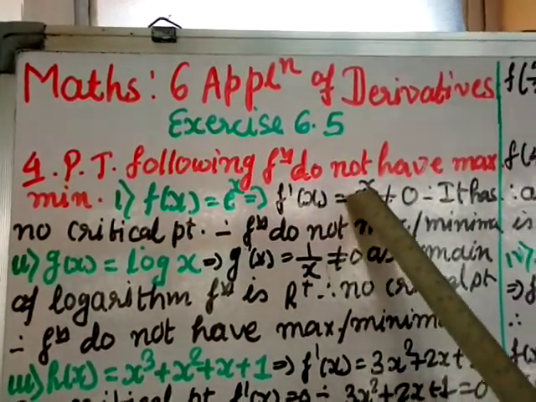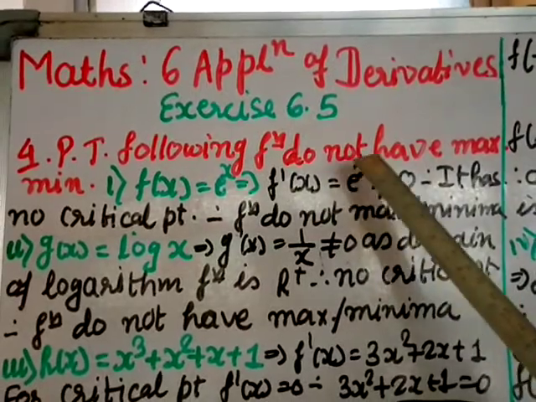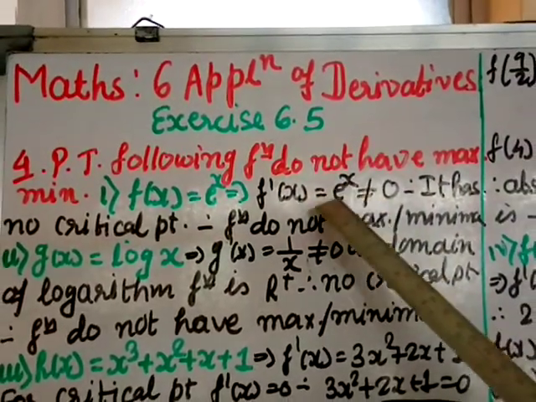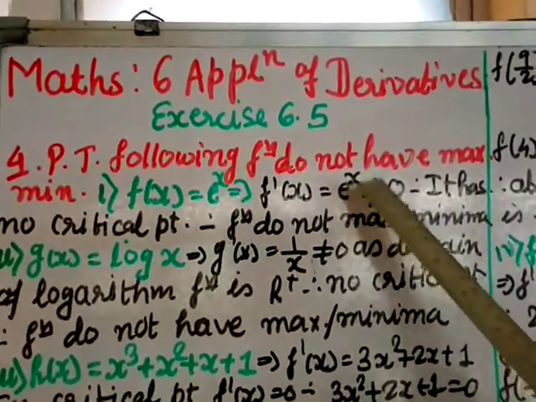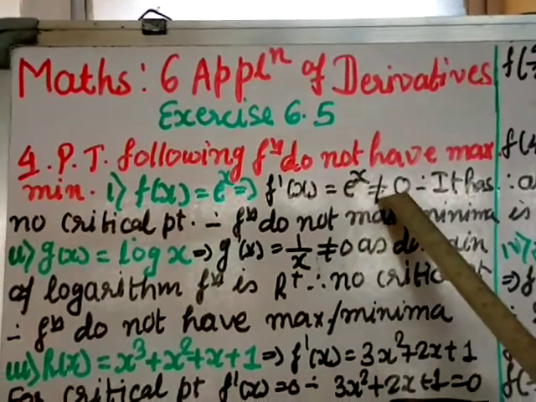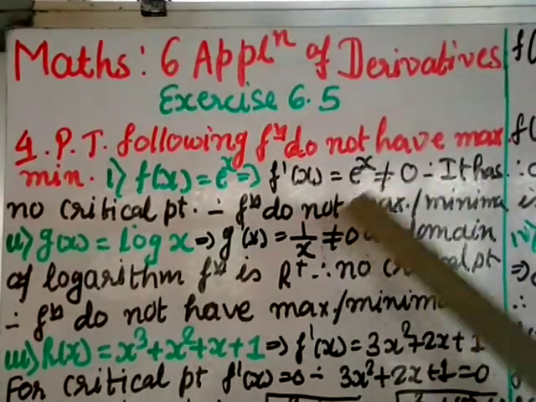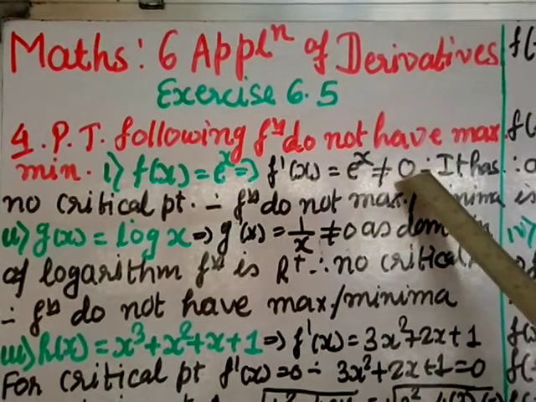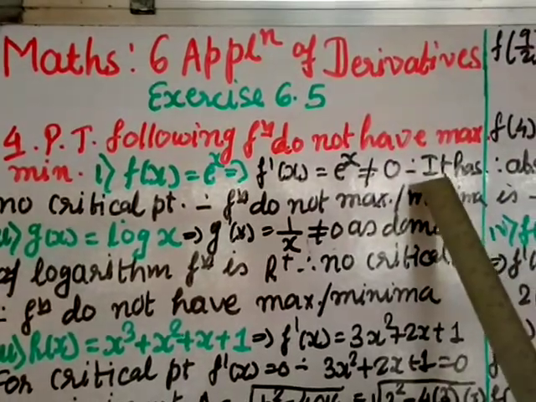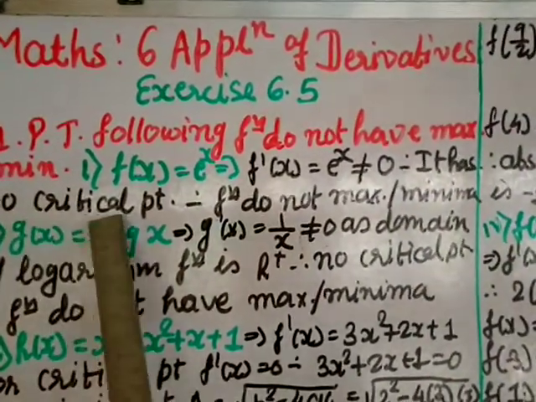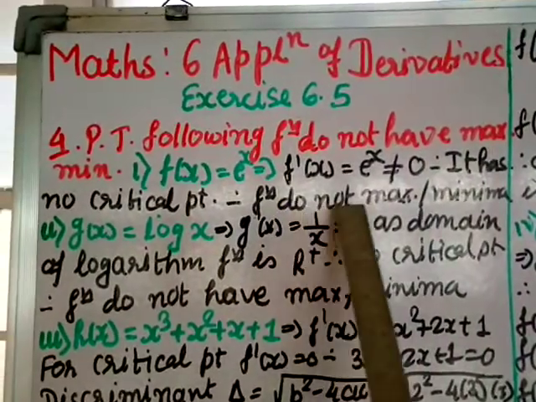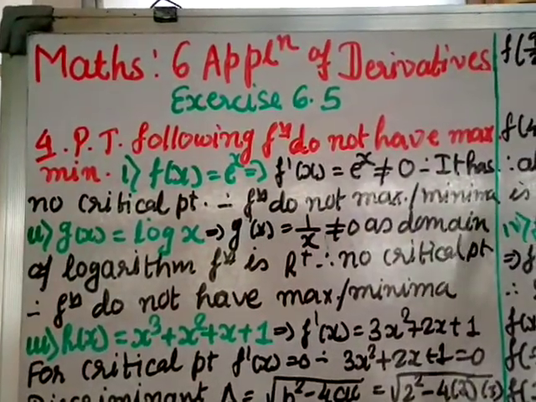Now we know that whatever x value you take, negative, positive or 0, this answer will never come 0. If I take 0, e power 0 is 1. If I take a negative value, it will not come 0. If I take a positive value of x, it will not come. So what we can say is that it has no critical point. Therefore, the function does not have a maximum or minimum value.